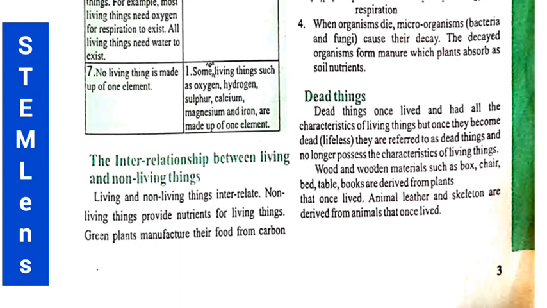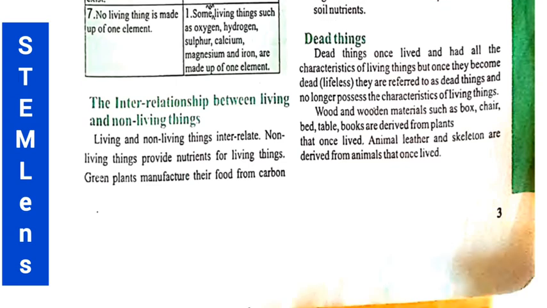Alright, dead things. Dead things once lived and had all the characteristics of living things, but once they become dead, that's lifeless, they are referred to as dead things and no longer possess the characteristics of living things. For example, you won't see a dead thing reproducing, you won't see a dead thing moving, you won't see a dead thing responding to stimuli, you won't see it respiring, you won't see it carrying out respiratory processes, right? So they once lived but then are no longer living.